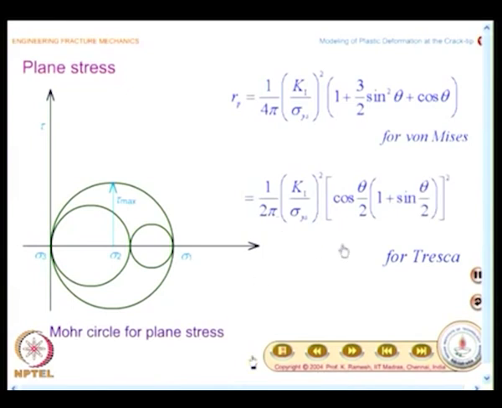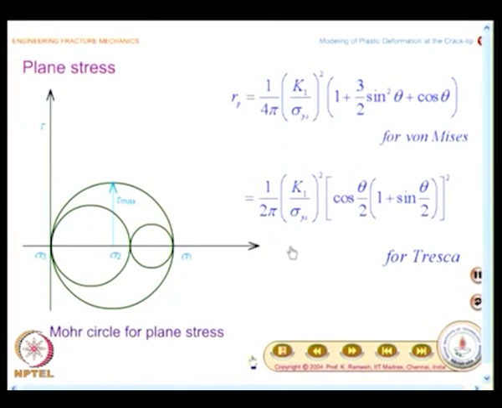And for Tresca this turns out to be 1 by 2 pi (k1 by sigma ys) whole square multiplied by cos theta by 2 into (1 plus sin theta by 2) whole square. I am not reading the brackets, you put the brackets as per the equation. Since you have these expressions, it is possible for you to do the polar plot.